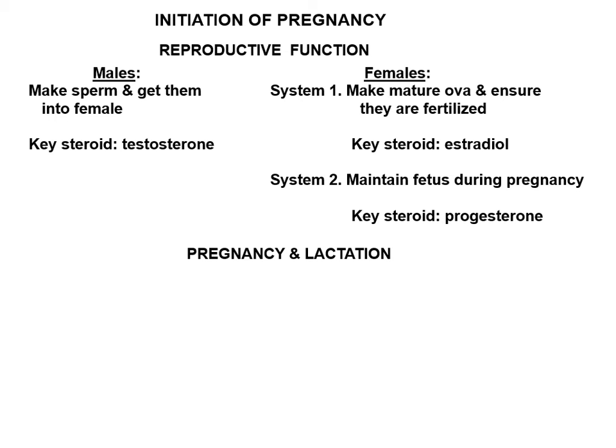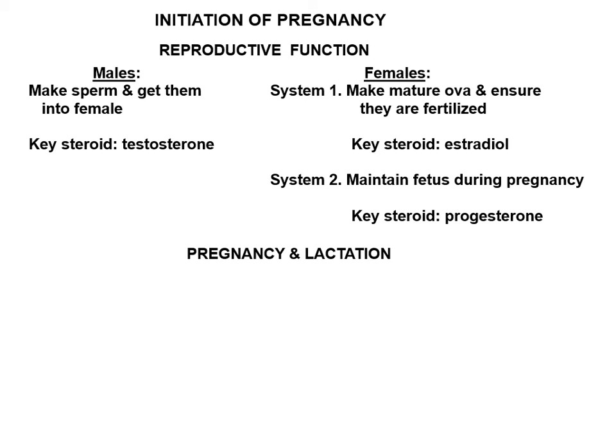But they also had another function, which is what we'll be considering today. And that is that they had to maintain the fetus during pregnancy. And in that case, the key steroid was progesterone. So today we're going to put the two systems together and make a baby. This is obviously a very complicated process, so we're just really going to touch the surface of it and sort of highlight a lot of the key points.